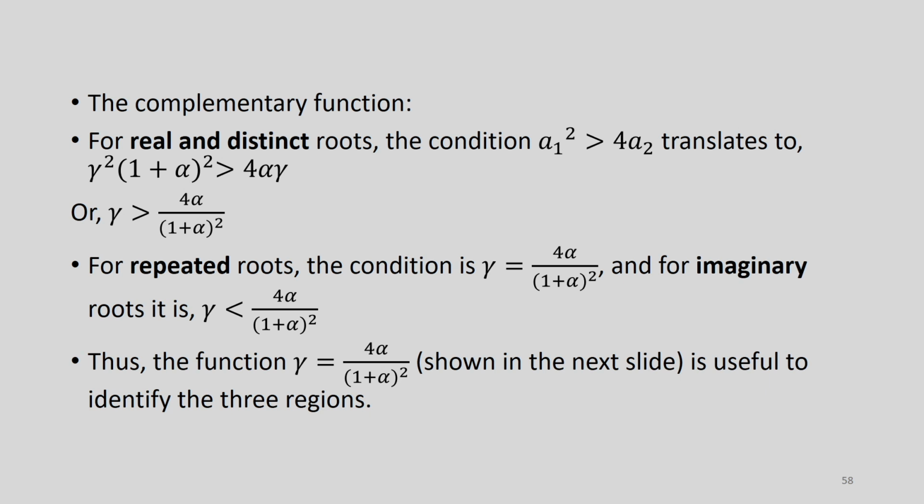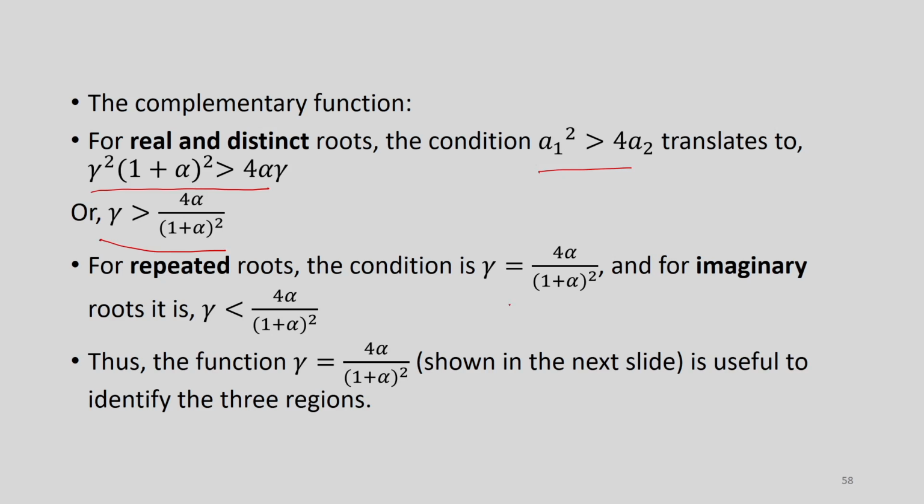Now, let us concentrate on the complementary function. As we know, there could be 3 sub cases. In the first case, the roots could be distinct and real. This condition is a1 square is strictly greater than 4 a2. In this case, it translates into this relation: gamma square multiplied by (1 plus alpha) whole square is greater than 4 alpha gamma, and if I take the gammas on the left hand side, it becomes gamma is strictly greater than 4 alpha divided by (1 plus alpha) whole square. This was the case of real and distinct roots.